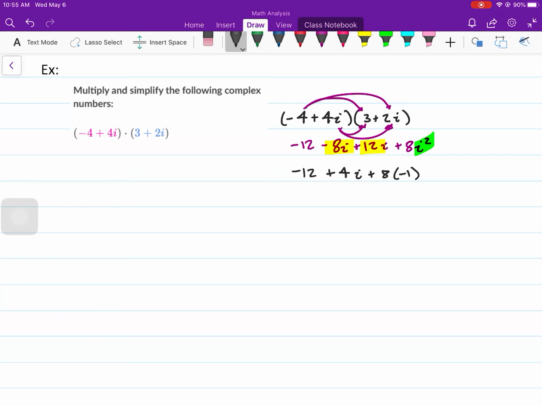And then from there, combine our like terms, so we have -12, hang on, let's simplify this a little bit further. So we have +4i - 8. Now let's combine like terms. So -12 - 8 is going to be -20 + 4i.